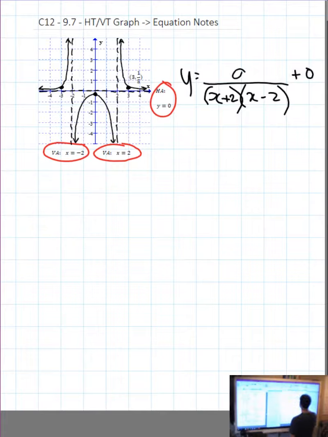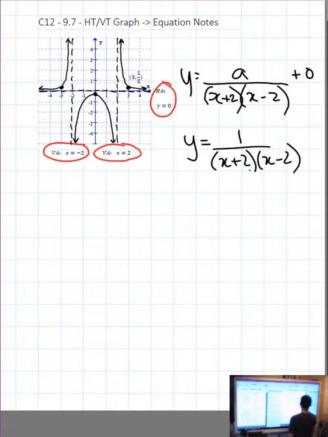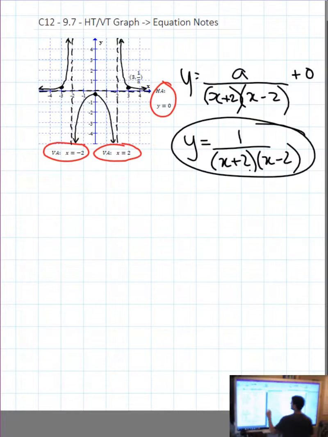I can put my a on top, and I will let you either look through the notes or practice on your own. But if you see in the notes a is equal to 1, so we can simply write it, y equals 1 over x plus 2, x minus 2. And that is the equation. Notice in the notes I've called it 1 over x squared minus 4 if I simply FOILed out the denominator. And that form is fine. We could work on other forms each time. Feel free to practice them on your own. This graph doesn't have any x-intercepts, so I don't want to use the other form.